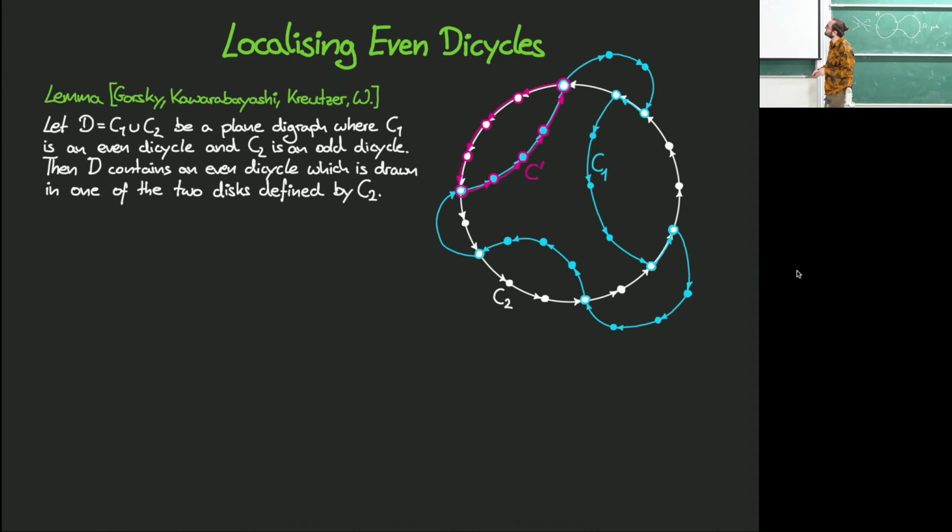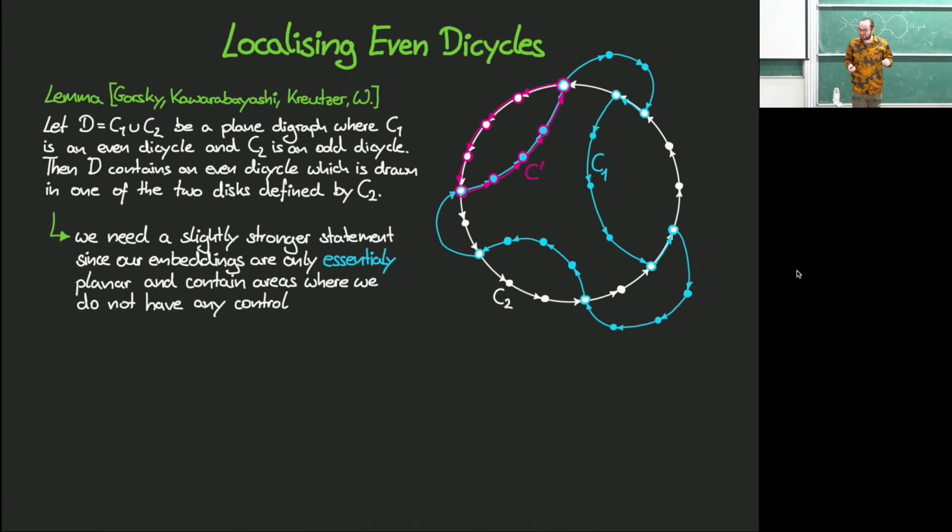The lemma says, if you give me 2 directed cycles, one of them even and the other one odd, such that their union is a planar graph, then it's relatively easy to see that there must be some even face somewhere. But in particular, there must be an even face that is a directed cycle. And this face must sit in one of the 2 disks that is defined by the odd cycle. Of course, this is an oversimplification because all the time I say essentially planar. So we need to do a lot of work to extend this to our essentially planar embeddings, but it works.